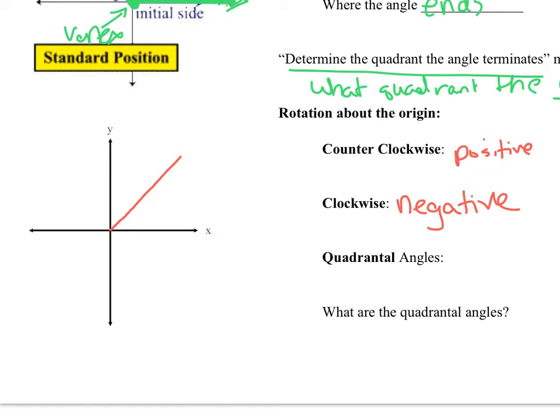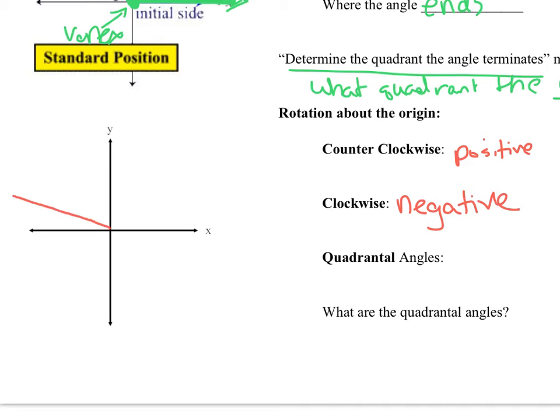All right, so if I take this guy and I go this way, this is the counterclockwise direction, and this is a positive rotation. Okay, that's positive. Watch, it's going to do that. That is the positive direction.